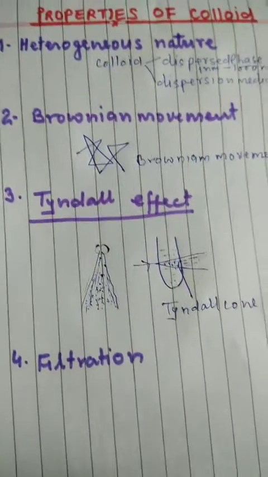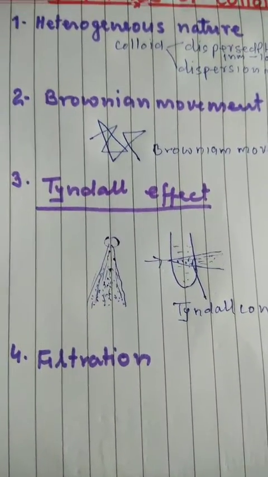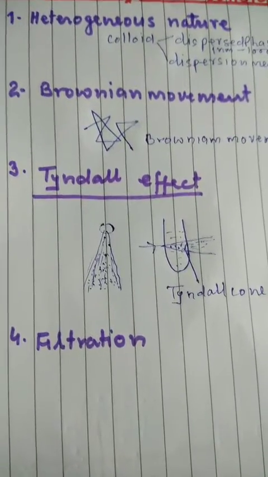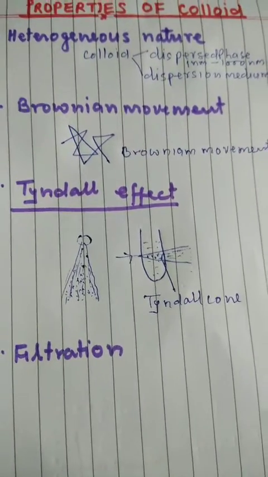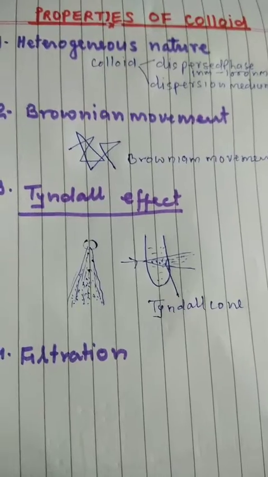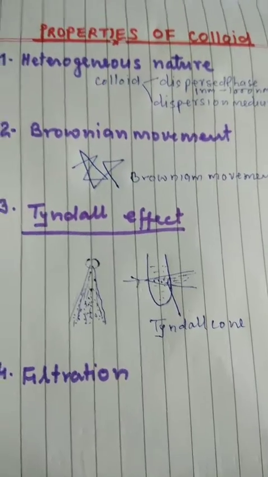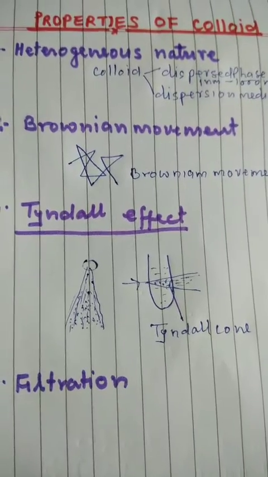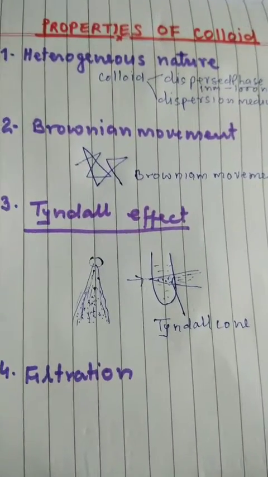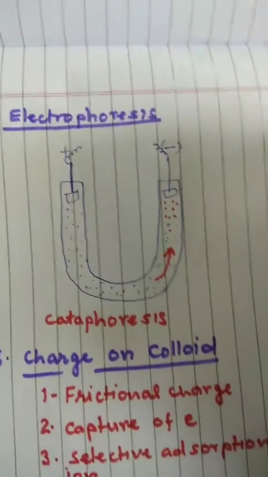Now we will take filtration. As we know that pore size of the ordinary filter is larger, so the colloid can easily pass through ordinary filter paper, but the colloid cannot pass through the ultra filters. You have seen in purification of the colloid that the pore size in the filter paper is reduced due to treatment with collodion, and then the colloid can be filtered, but colloid cannot be filtered by ordinary filter paper.